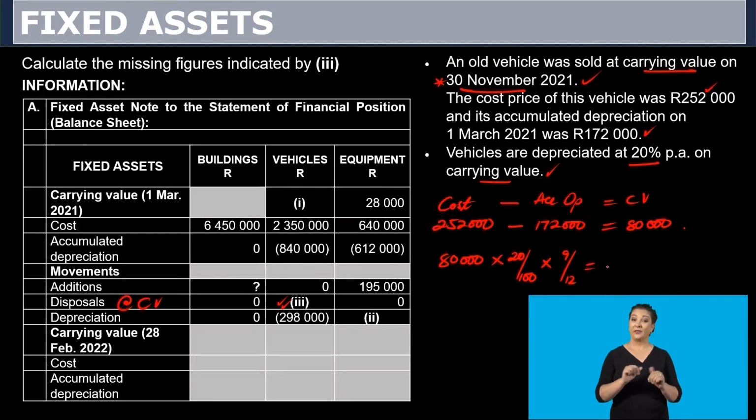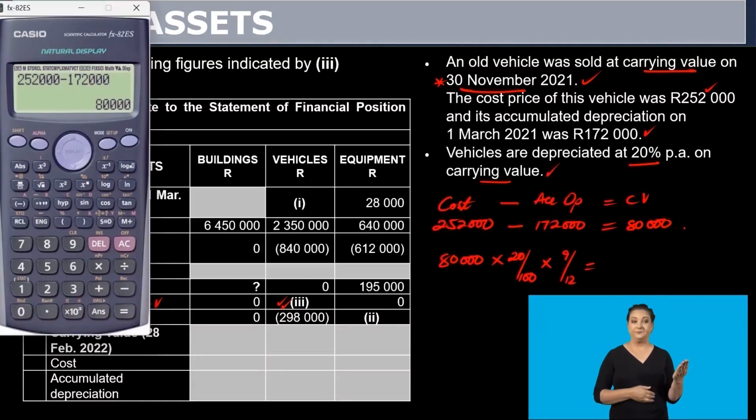Okay? And then if you punch that on your calculator, you are now saying 80,000. Let me punch it in again. 80,000. Then I'll say multiply that by 20%.